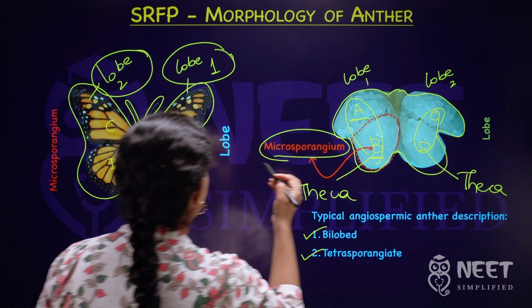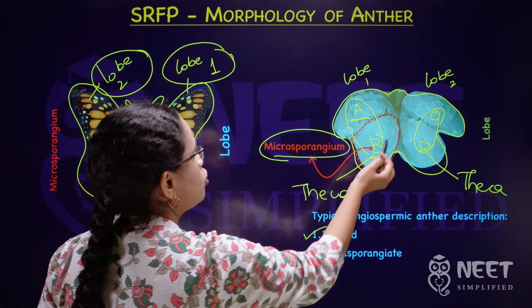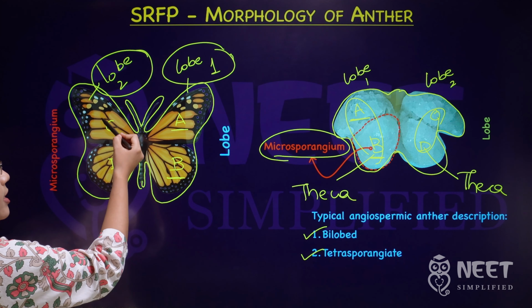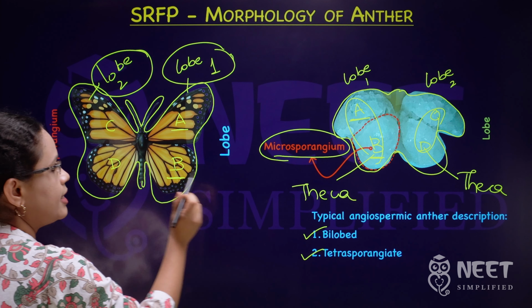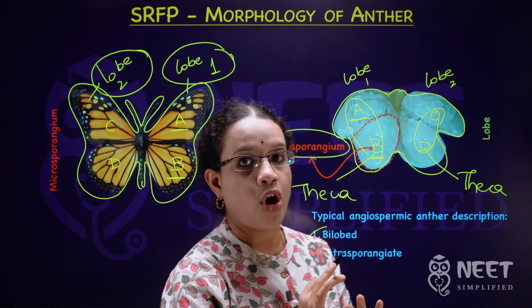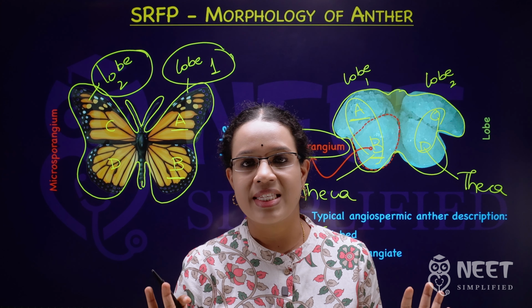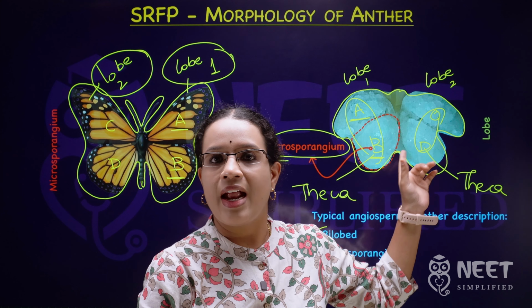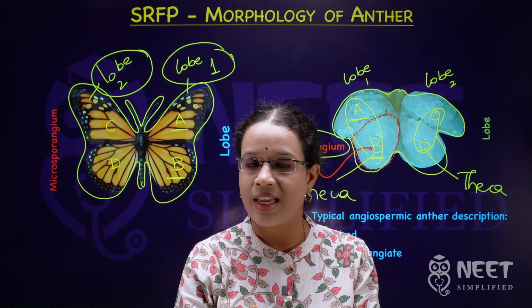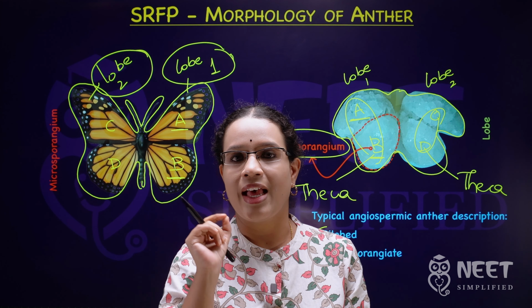So that means the microsporangia A and B, just like the wings, together form a theca, and C and D together form another theca. Remember, A and C, B and D would not form one theca. They do not share a common pore through which the dehiscence happens, or they are not originating together. A and B originate together forming a theca. C and D originate together forming another theca. Hence, dithecous. Confused? Let's simplify this in our further slides.